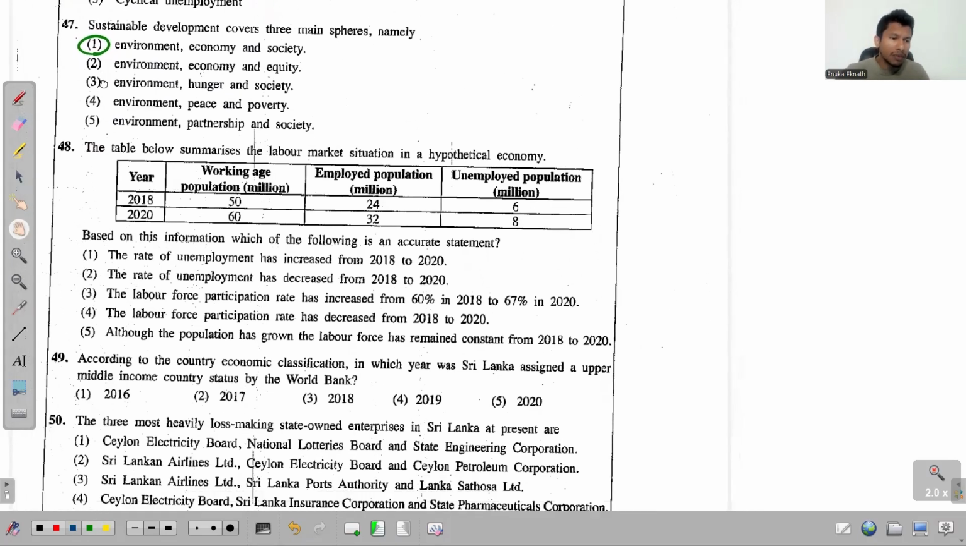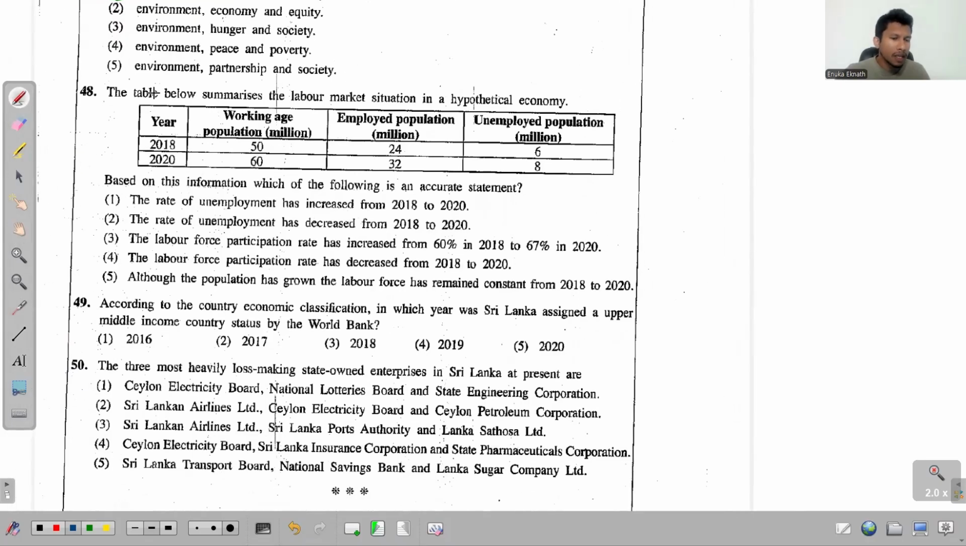Okay, now we will move to question 48. It says, the table below summarizes the labor market situation in a hypothetical economy. So we get the working age population, employed population, and then unemployed population. So simply by adding these two, we can find the labor force in each year. So labor force is, let's say, 30 in year 2018, and that is 40 in year 2020. Right. Now let's get into the question.